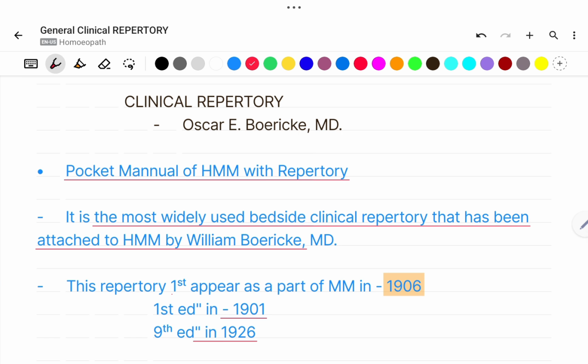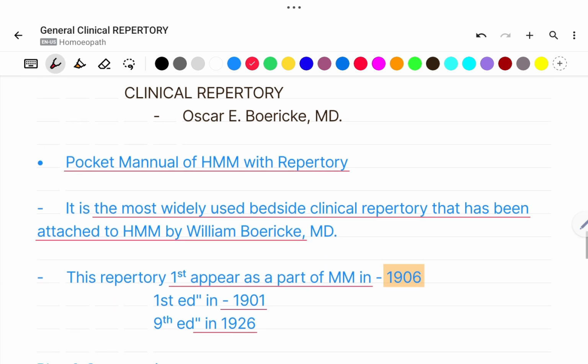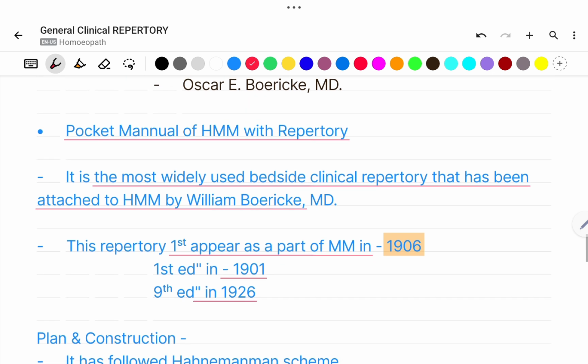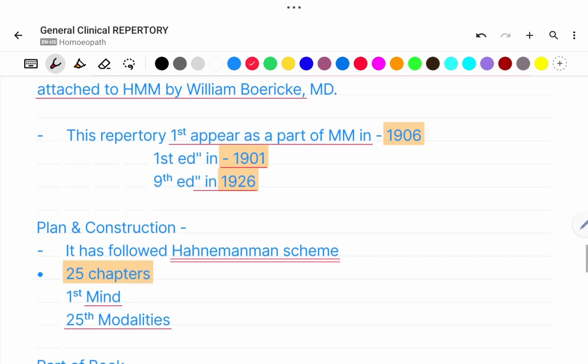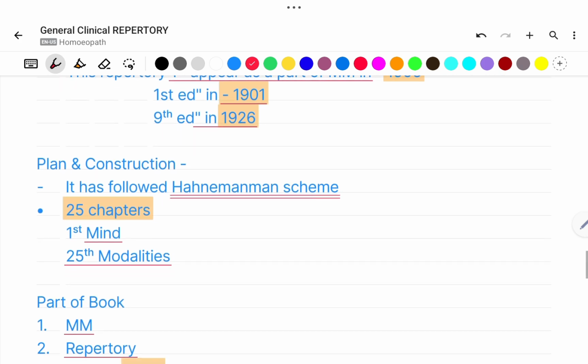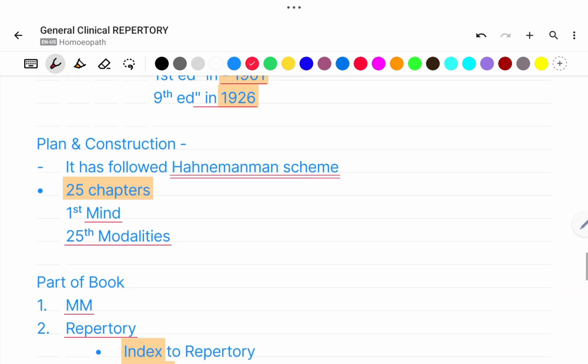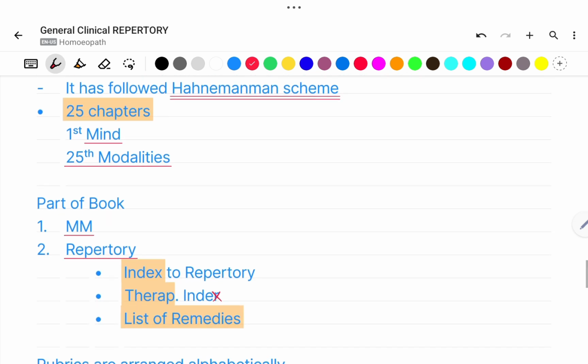Now we will revise the important points. It first appeared with the Materia Medica in the year 1906. Its ninth edition came in the year 1926 and the first edition in 1901. Plan and construction follows the Hahnemannian schema. 25 chapters: first is Mind, 25th is Modalities. Parts of the book: first is Materia Medica, second is Repertory.